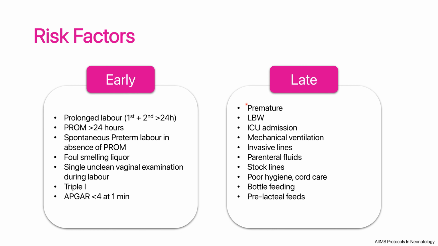On the contrary, what are the risk factors for late onset neonatal sepsis? We just discussed that the organisms seen in late onset neonatal sepsis are either community acquired or hospital acquired. So all the risk factors are related to that: community risk factors or hospital acquired risk factors. These are prematurity, low birth weight, history of ICU admission, mechanical ventilation, placement of invasive lines, administration of parenteral fluids, administration of stock solutions, poor hygienic practice, poor cord care, bottle feeding, and administering pre-lacteal feeds. These are all risk factors for late onset neonatal sepsis.